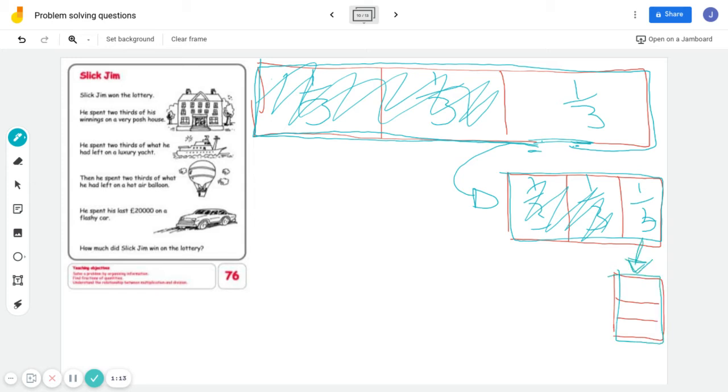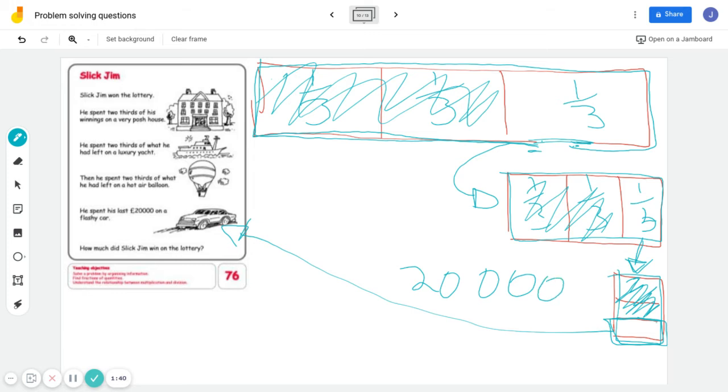Okay, that makes sense. And then he took another 2/3 of that money that was left over. So I've divided into 3. He took 2 of those and he spent it on a hot air balloon. And this last block over here, this is what he had left over, and he spent that on a flashy car. So we know that this block right here is equal to how much he paid for that car, which is 20,000. All right, and with that information, we just need to work backwards and get there.